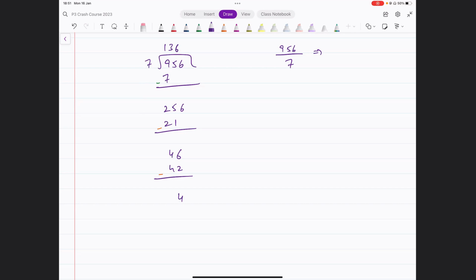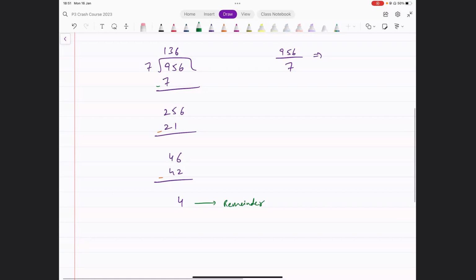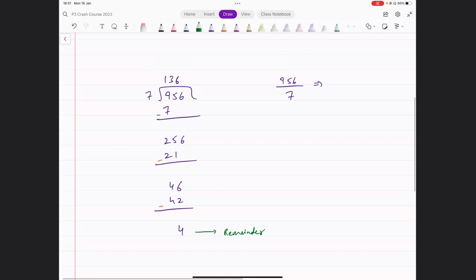4. Now, can you multiply 7 by any integer that gives you something less than 4? You can't. So when you reach this step, you stop and you don't go any further. And what you say is, this number that you have at the end is your remainder. This is the remainder. This number that you have on top, this used to be called the quotient.